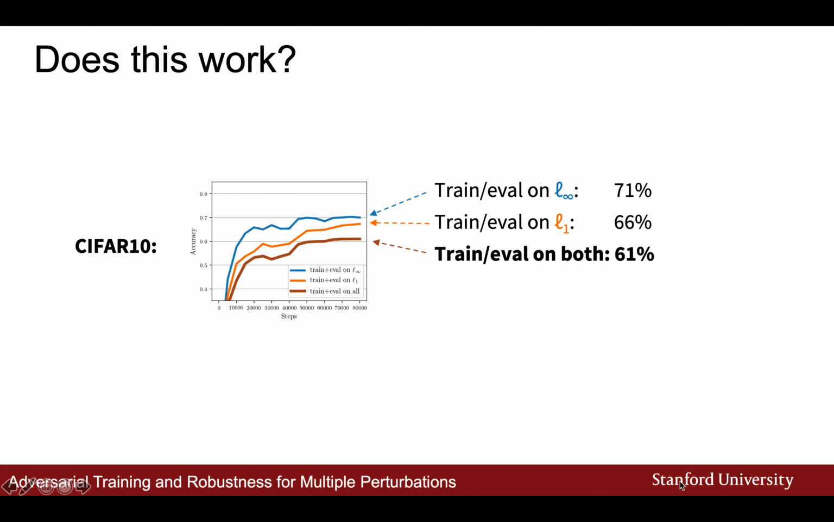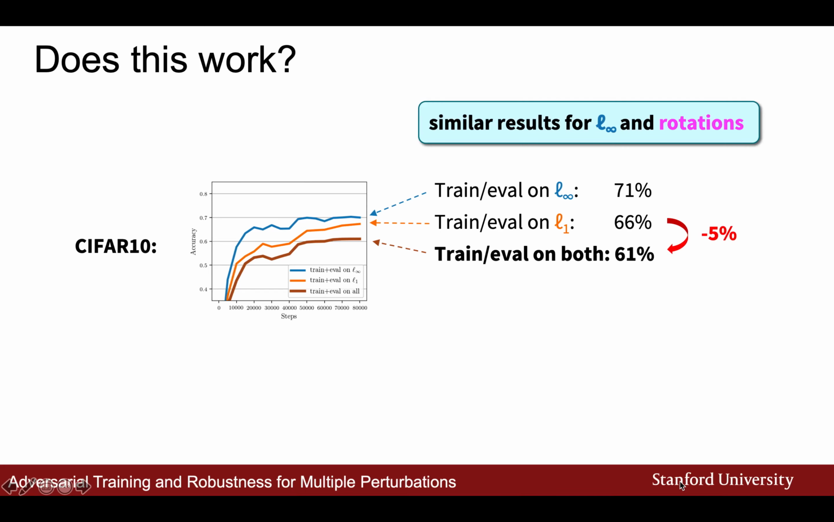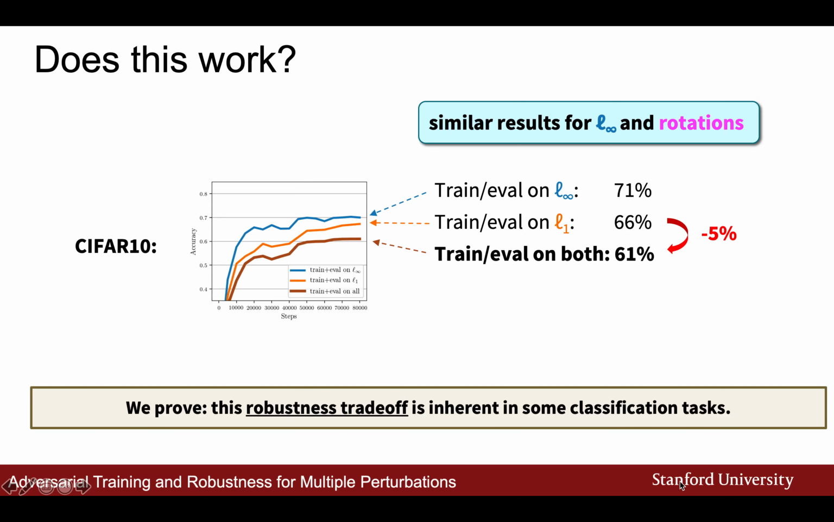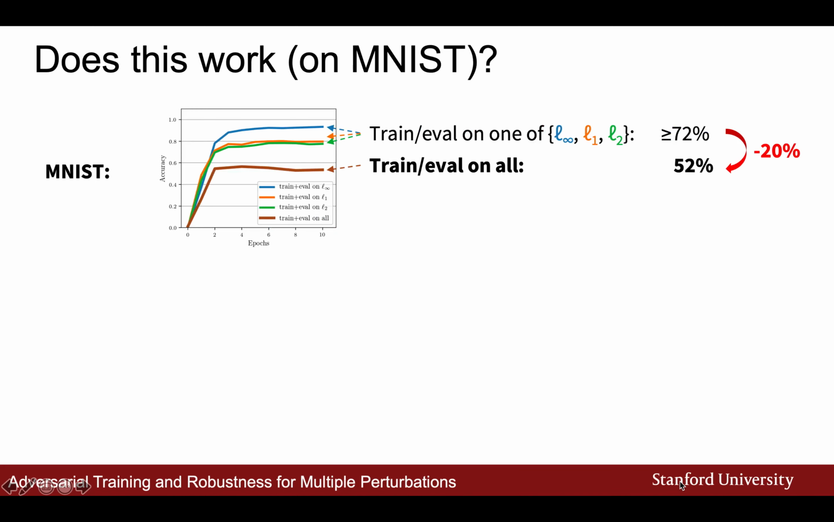On CIFAR 10, for instance, we showed that the model trained to be robust to just two types of perturbations loses about 5% of robust accuracy compared to models that were individually trained against each perturbation type. We actually proved that this type of robustness trade-off is inherent in some natural classification tasks. Surprisingly, on MNIST the situation is even worse. A model trained on multiple types of Lp noise achieves only about 50% robust accuracy, a drop of 20% compared to models individually trained on each type of noise.